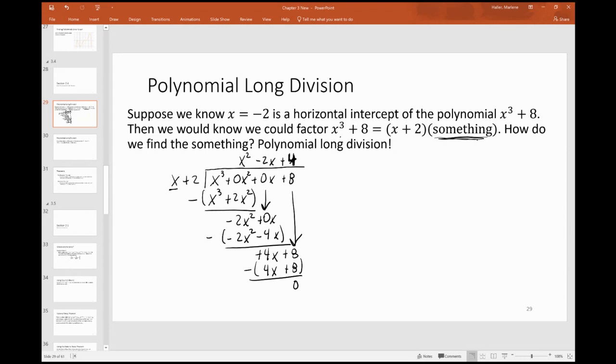So we've now effectively factored the polynomial x cubed plus 8 into x plus 2 times x squared minus 2x plus 4. Now say we wanted to find all the zeros of this polynomial. Let's call it p of x. We would need to continue to factor this x squared minus 2x plus 4.